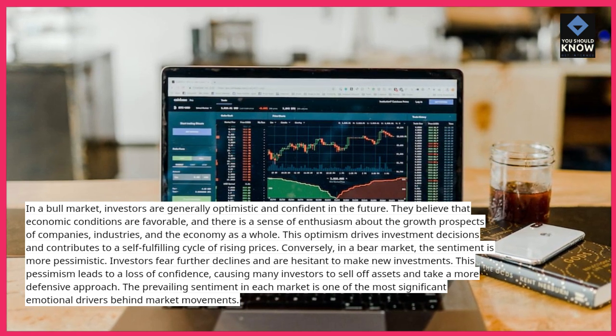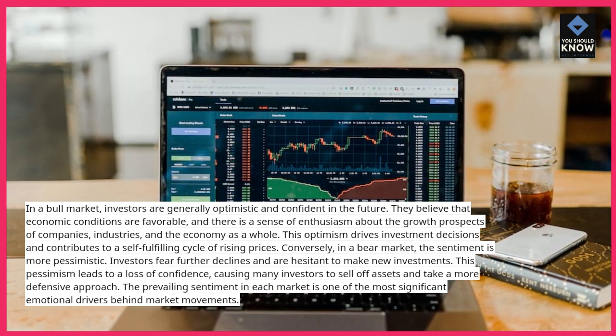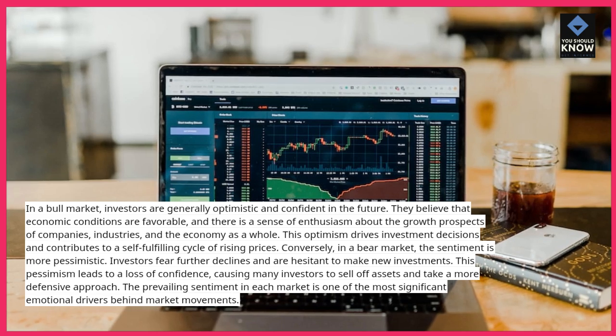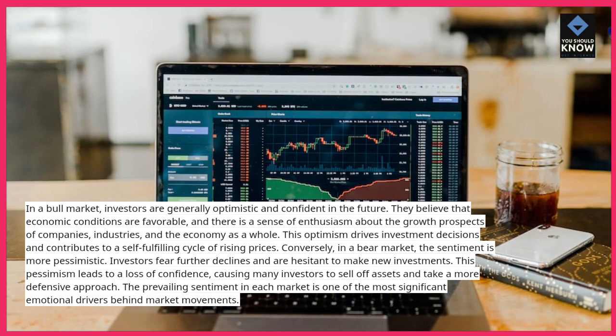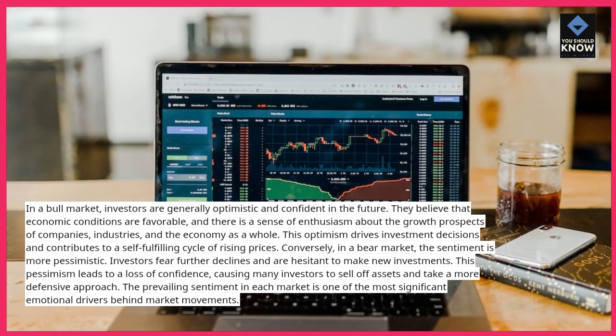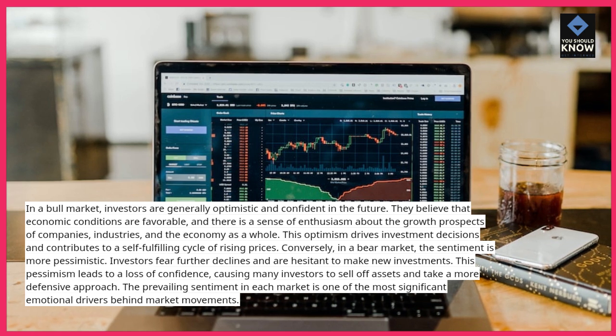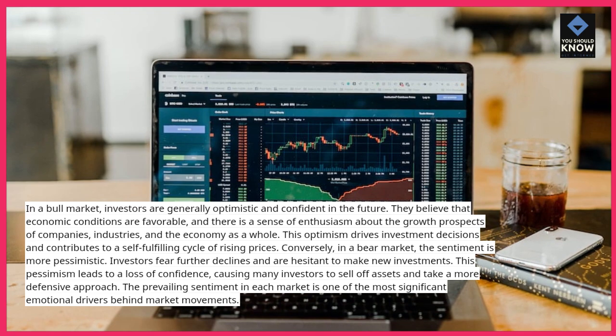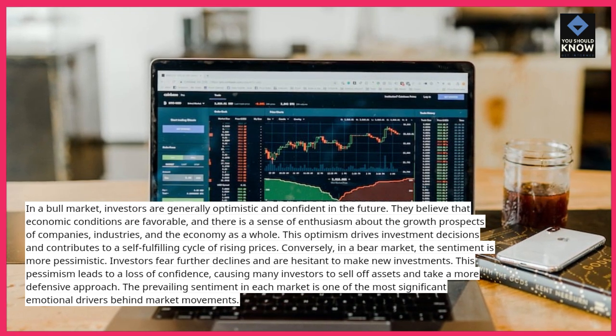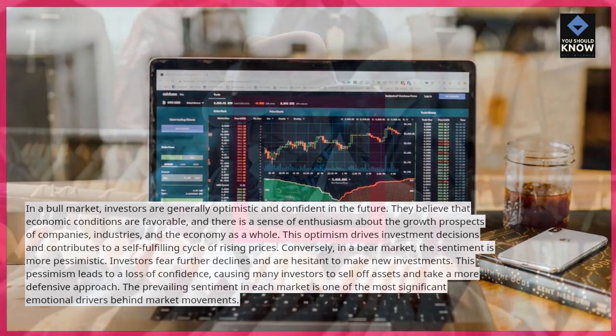Conversely, in a bear market, the sentiment is more pessimistic. Investors fear further declines and are hesitant to make new investments. This pessimism leads to a loss of confidence, causing many investors to sell off assets and take a more defensive approach. The prevailing sentiment in each market is one of the most significant emotional drivers behind market movements.